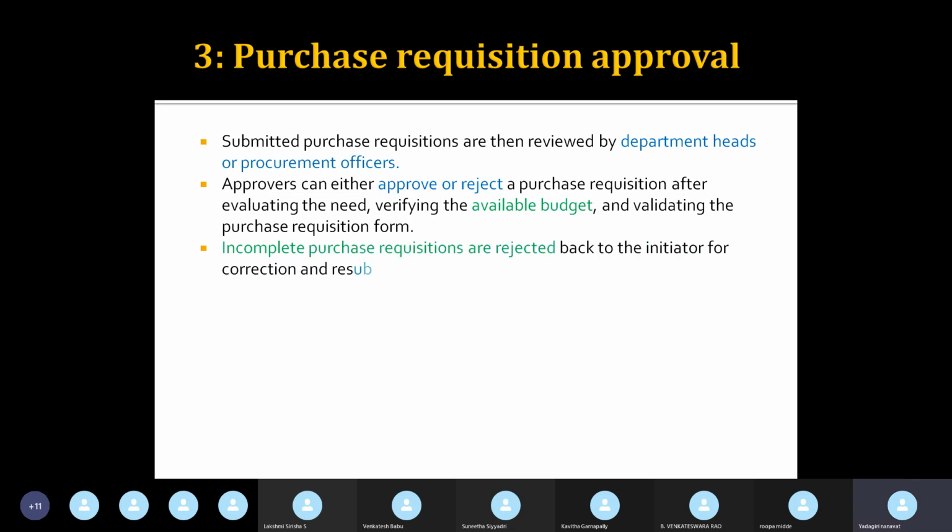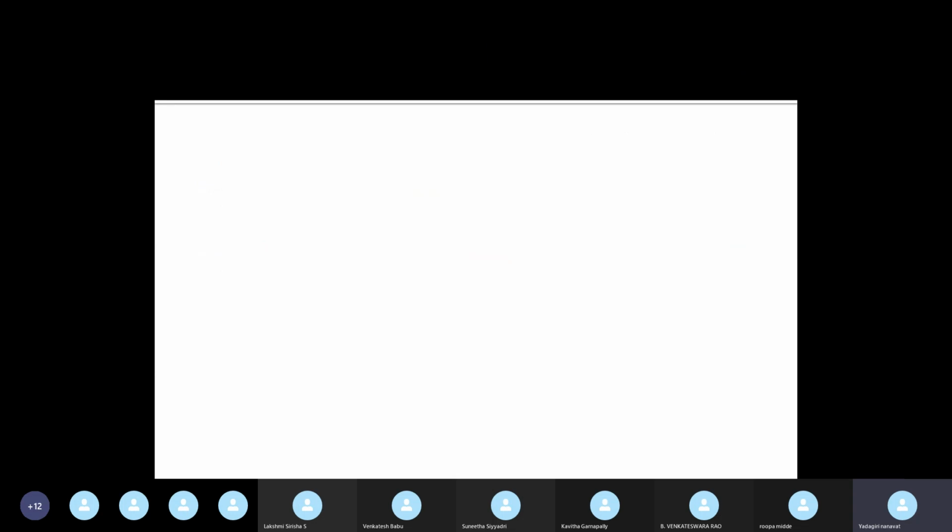And incomplete purchase requisitions are rejected back to the initiator for correction and resubmission. If there are any mistakes in the purchase requisition, they will be sent back to the particular department for the purpose of correction.